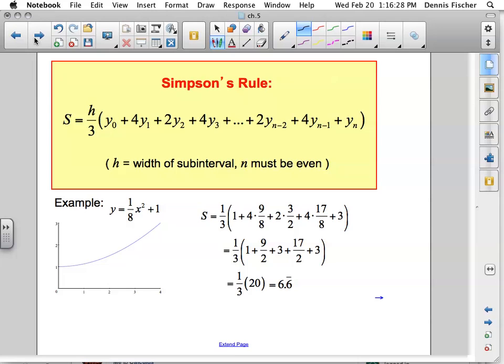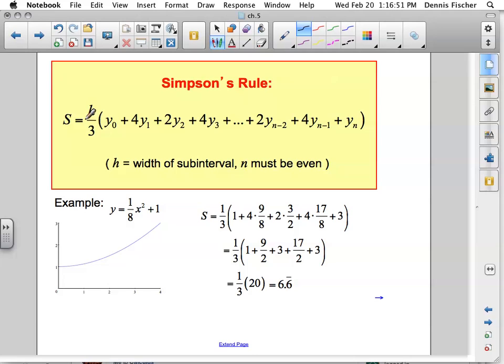H again is the sum integral. N has to be even, but it's kind of the same setup. B minus a over n is your value still. So from the last problem, where we went from 1 to 2, it would still be the 1/4, but now instead of dividing by 2 again, we're going to divide by 3.